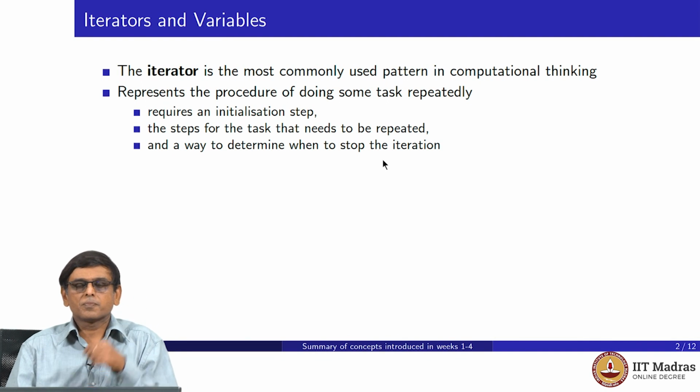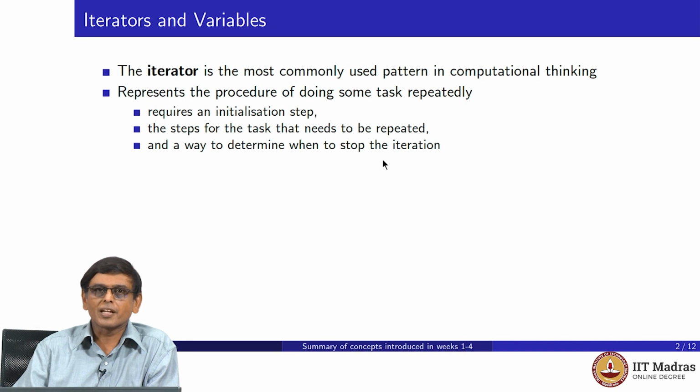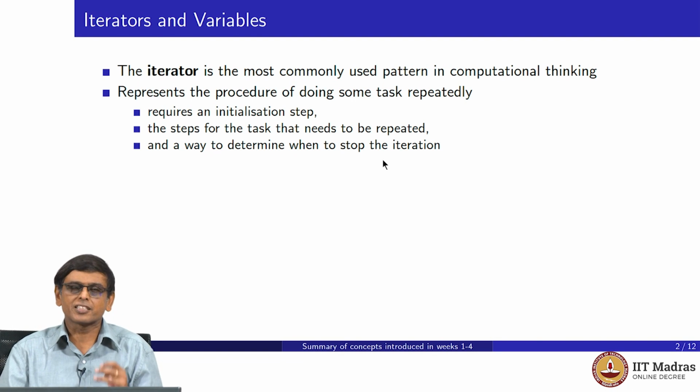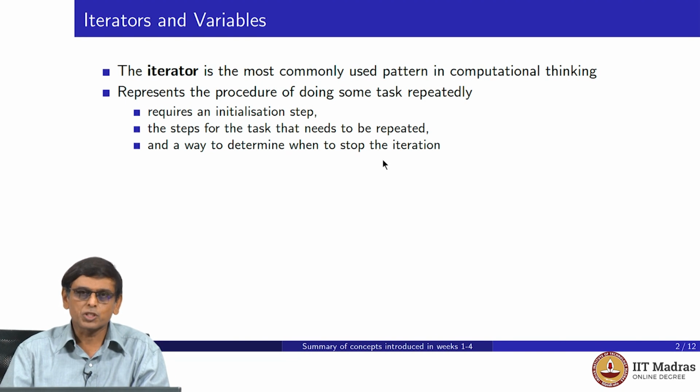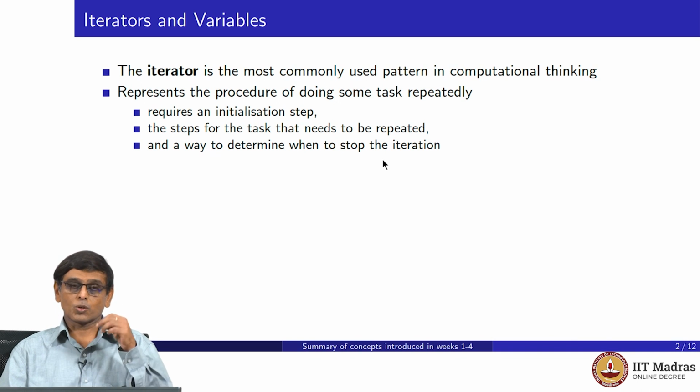We started with the idea of an iterator, right. The iterator, which is basically about going through a number of steps in a repeated way, is in some sense the most commonly used pattern that we will use in computational thinking. We will see some other patterns as we go through the course, which are also occasionally used, but among all the things that you might find in computational thinking, iteration, or doing something repeatedly, is the most common pattern. So, that is the first thing, that is why we started with iterator in the first lecture itself.